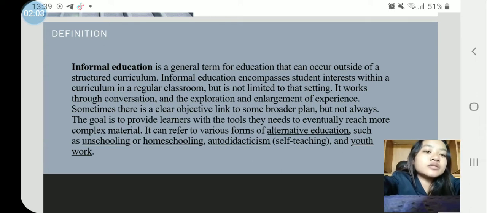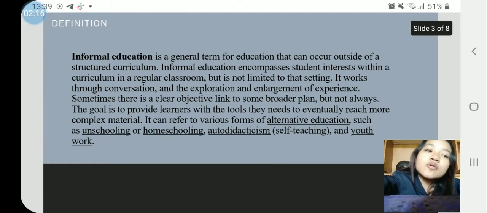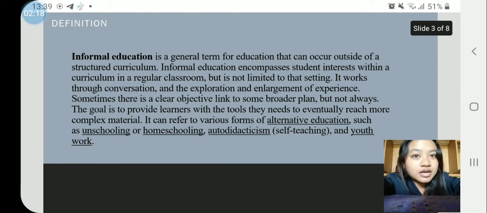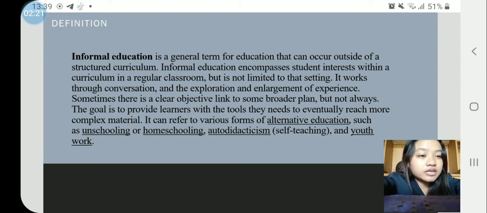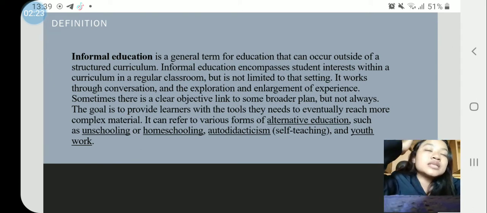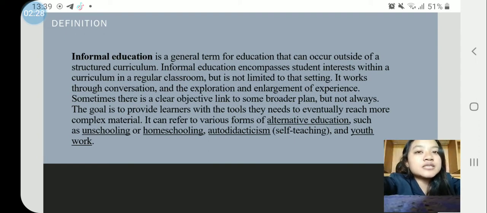It can revert to various forms of alternative education, such as unschooling or homeschooling, autodidactism or self-teaching, and youth work. If you want to read more about this definition of informal education, you can take a screenshot, or maybe you can search on Google, because there are many websites and links like this that give the definition of informal education.